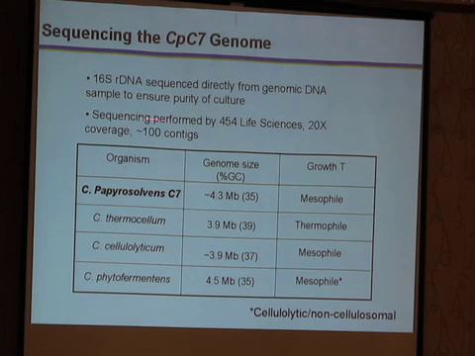So C7 is similar to other Clostridial strains that degrade cellulose. Clostridium thermocellum is a thermophile. It's a model organism in this field, although this has cellulosomes that are really huge, megadaltons in size. Clostridium cellulolyticum is similar to papyrosolvens. It's a mesophile. Another one I'm putting up here, you might hear about this later in the meetings, Clostridium phytofermentans. It's a mesophile. It's not cellulosomal, but it is cellulolytic. And these all have a very low GC content, in the 30s to mid-30s, which makes life interesting for cloning and things like that.